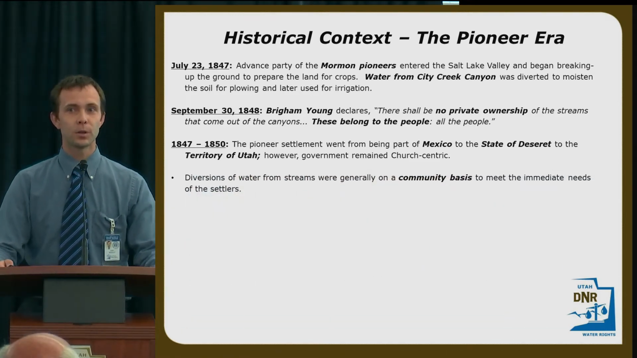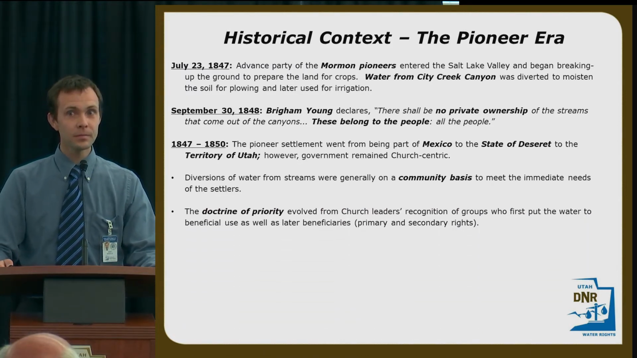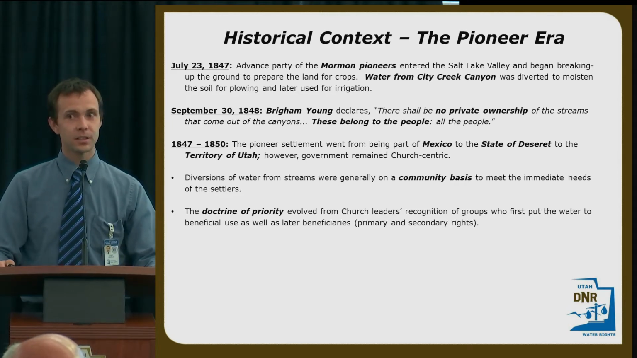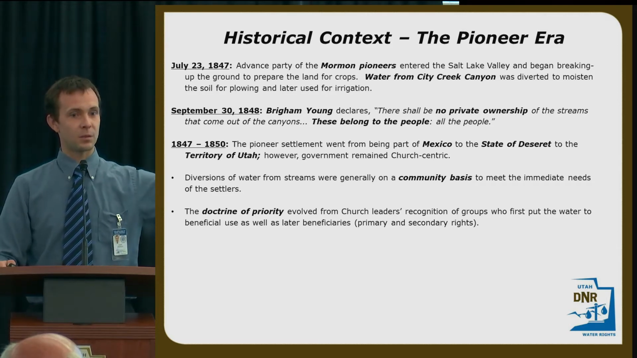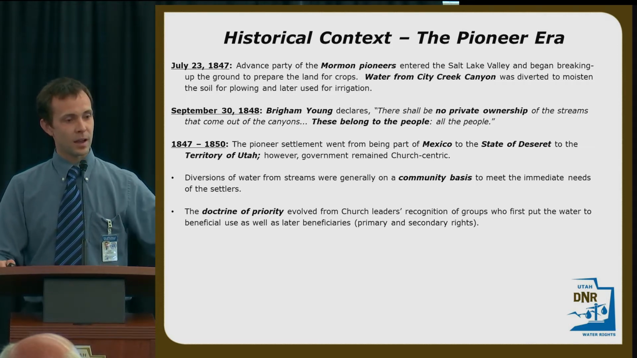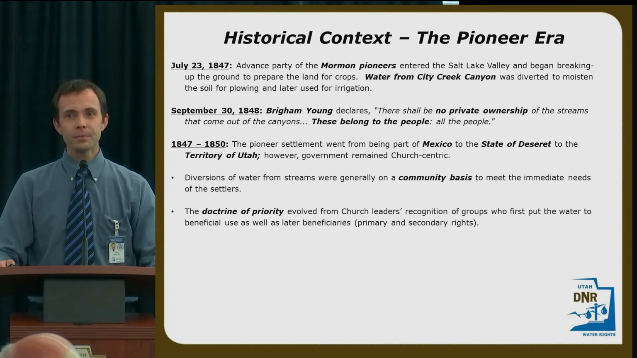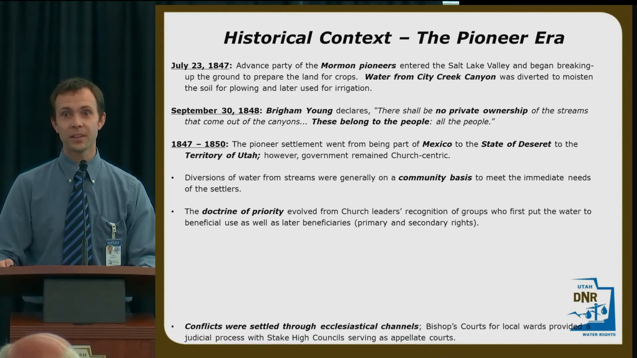Diversions of water were generally on a community basis to meet immediate needs of the settlers. The doctrine of priority evolved from ecclesiastical decrees out of recognition of groups who first put water to beneficial uses. The first people that got there got the first right to a water. And then as people came to settlements later, they came with junior priority. So there were primary rights initiated and then secondary rights on the same sources, on stream systems.